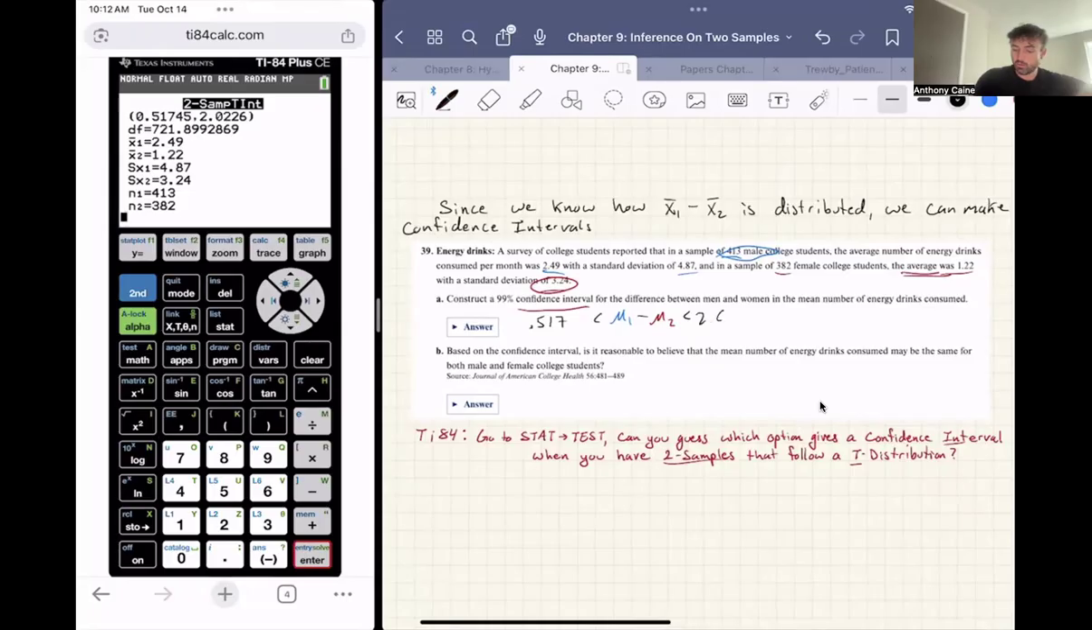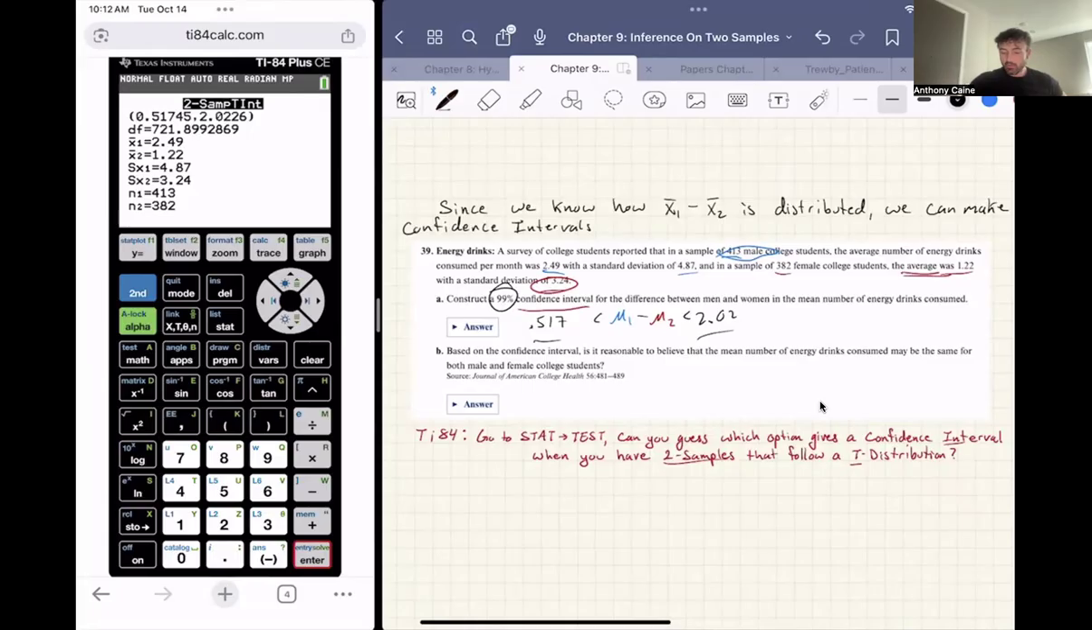0.517 and 2.02. Okay. So we're pretty sure that the difference between how many energy drinks a male college student consumes in a month compared to a female college student is somewhere between 1/2 more to 2 energy drinks more, right? That's what this is saying. We are 99% confident that this difference lies somewhere between these two numbers, okay?